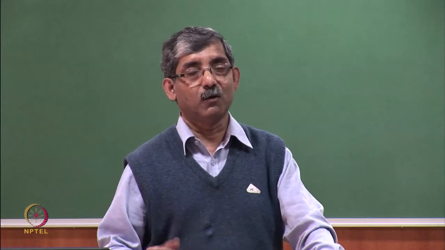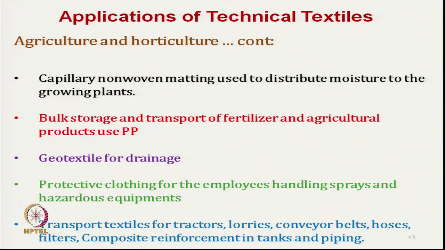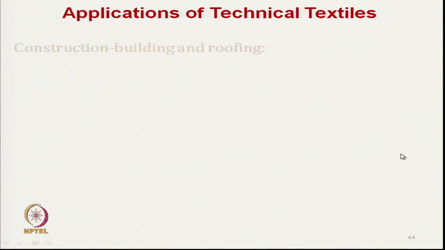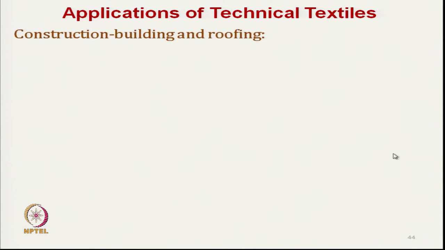Maybe masks, maybe gowns we use. Transport textiles for tractors, lorries, conveyor belts, hoses, composite reinforcement. These actually come under transport textiles, but are used in agricultural applications. Next application is construction of building and roofing.